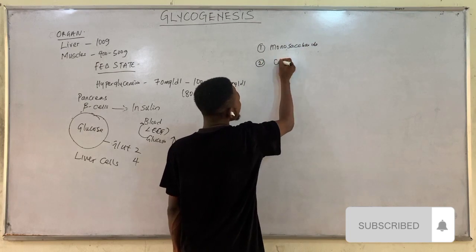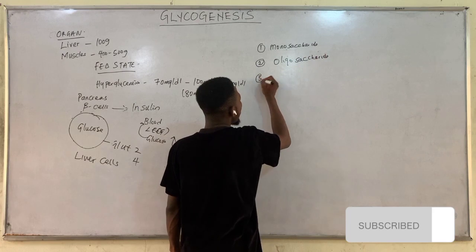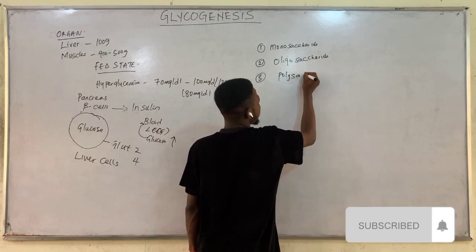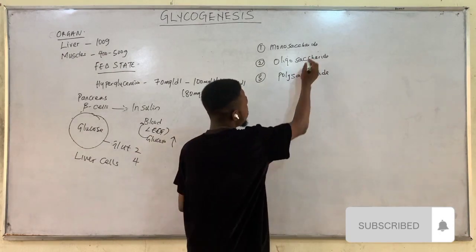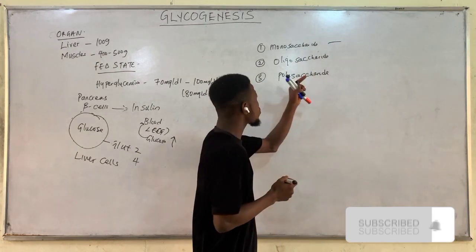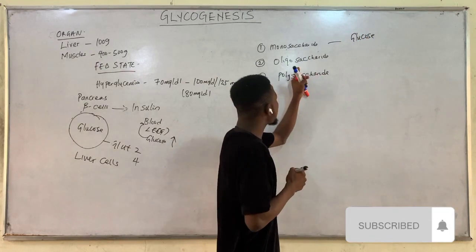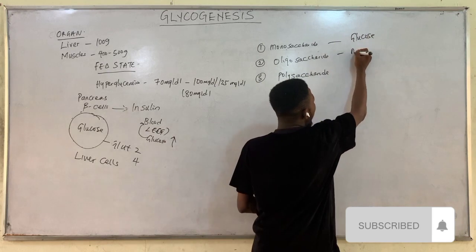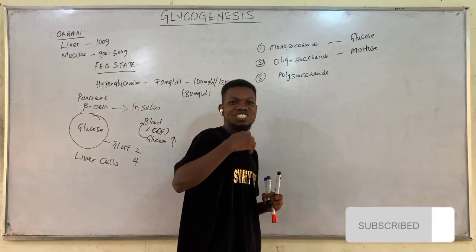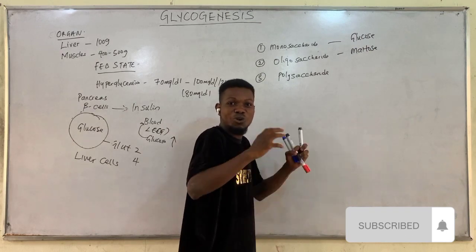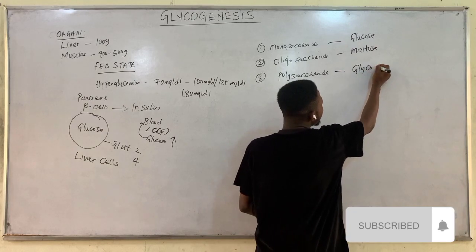Then number two is what? Oligosaccharide. And the third one is what? Polysaccharide. Now, when we are talking about monosaccharide, one favorable example of monosaccharide is what? Glucose. While another example of the oligosaccharide is what? Maltose. Oligosaccharide is also divided into disaccharide, trisaccharide, and so on, where you have two monosaccharide units combined together. Then polysaccharide is what? Glycogen.